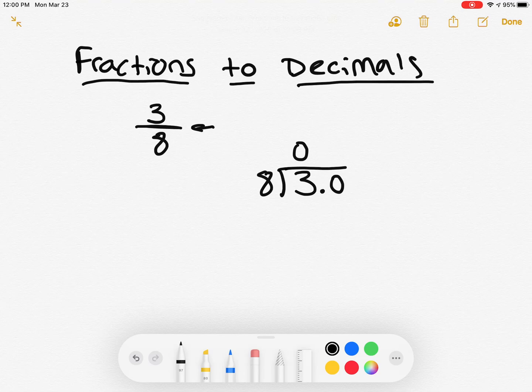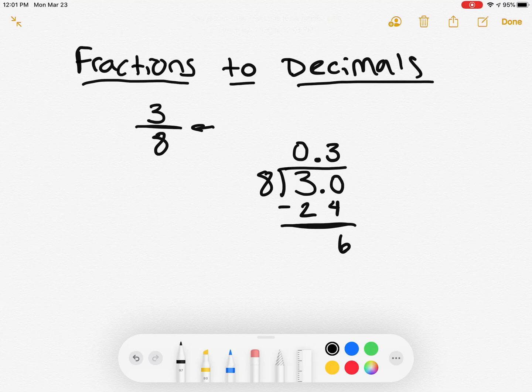So now I can bring the decimal up in my answer, and we can look and see how many times does 8 go into 30. So 8 goes into 30 3 times, and I'm going to subtract 24 because that's 8 times 3. Okay, then 30 minus 24 is 6.